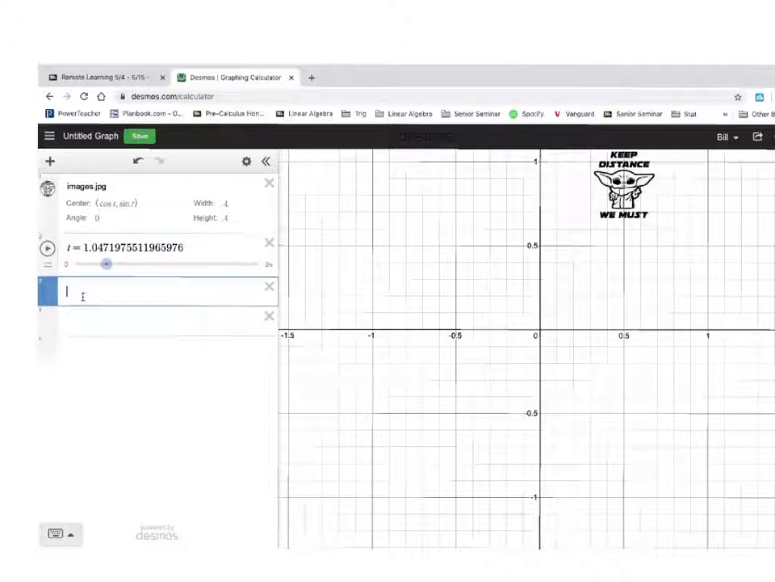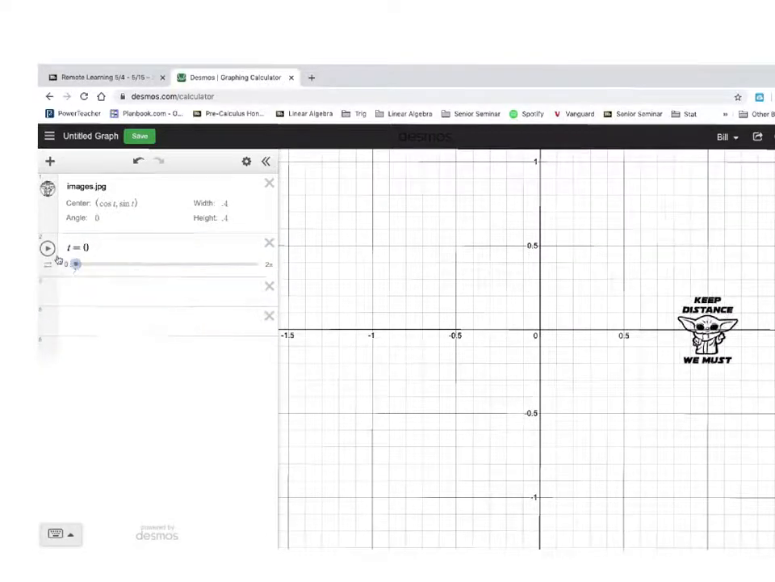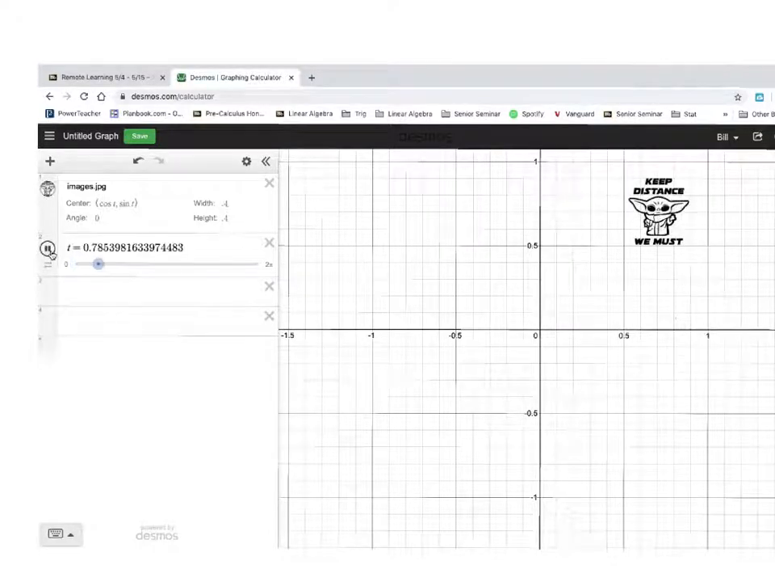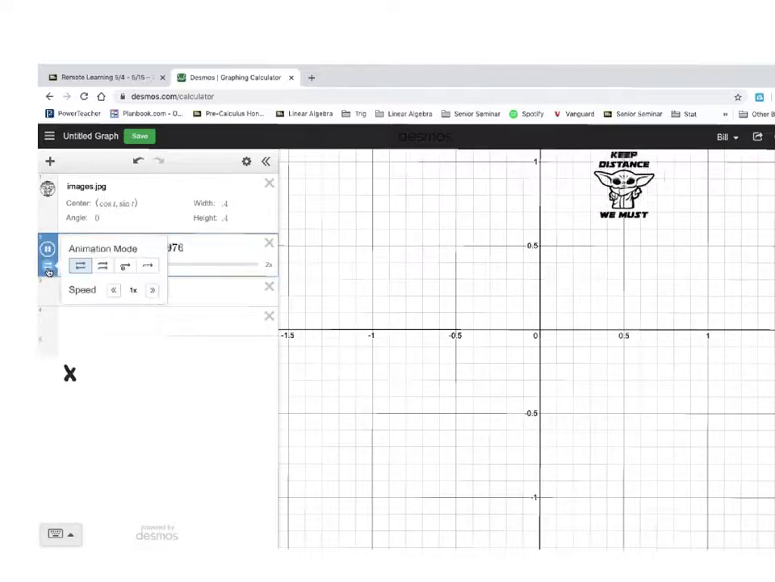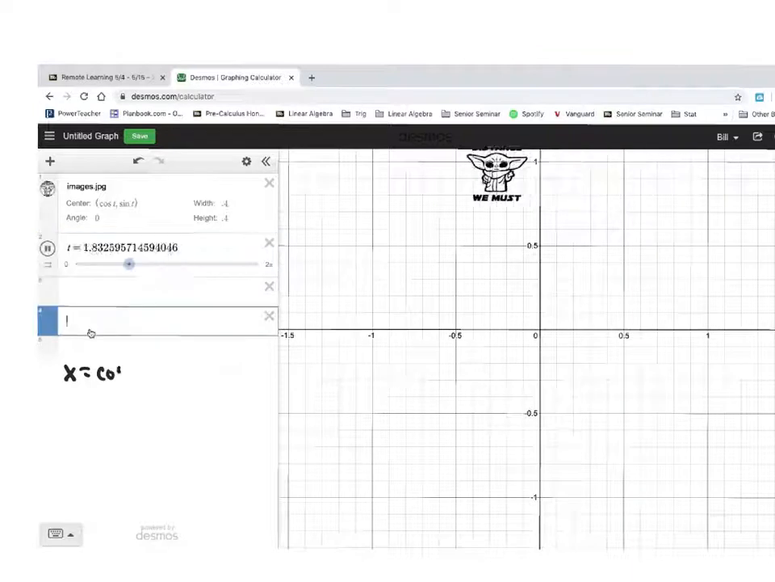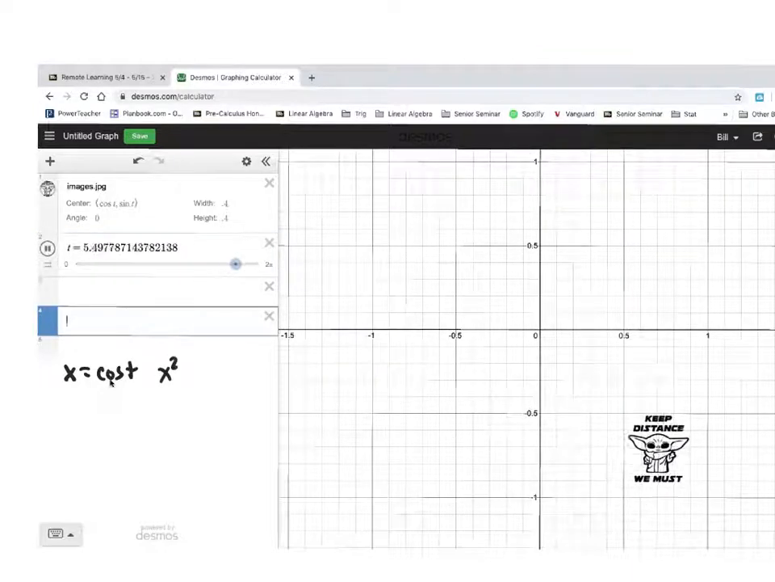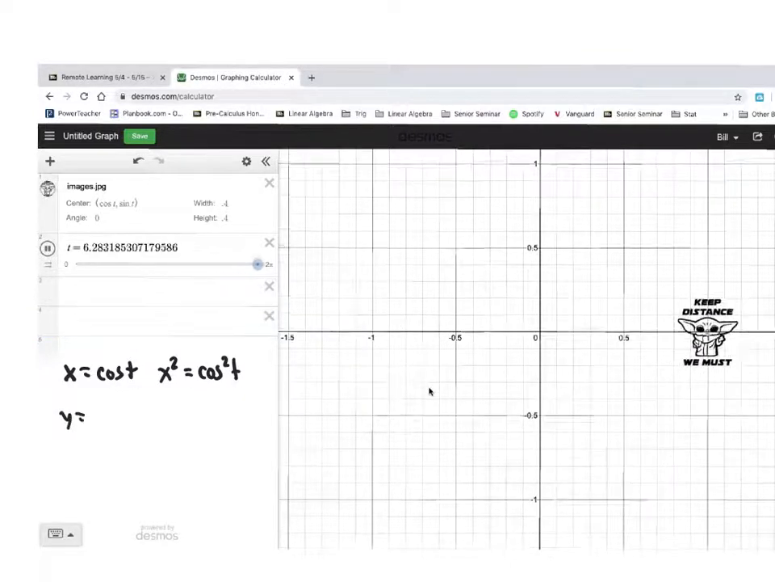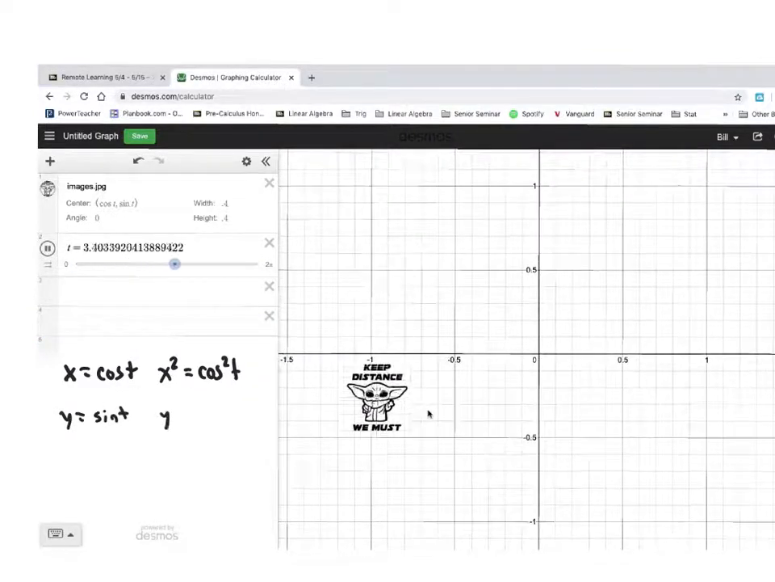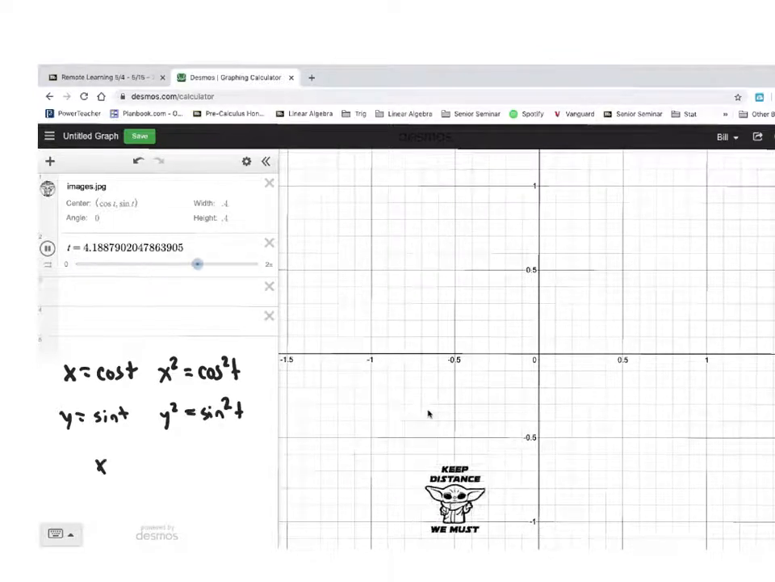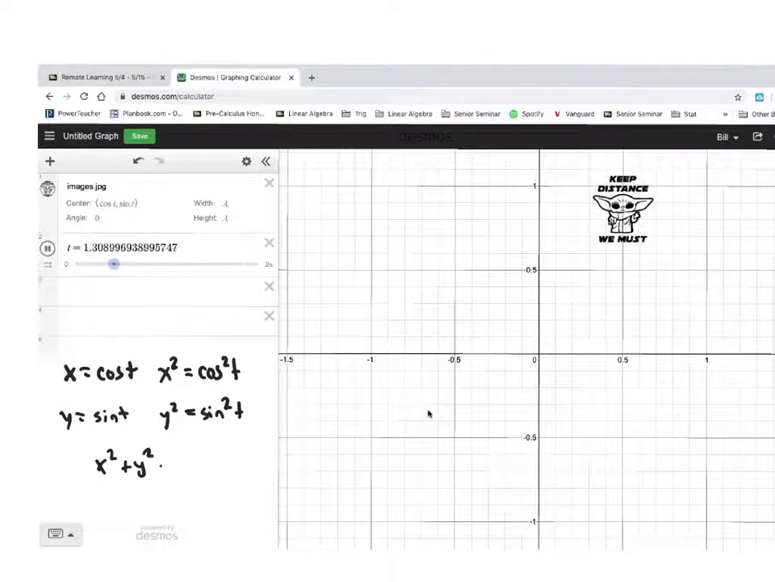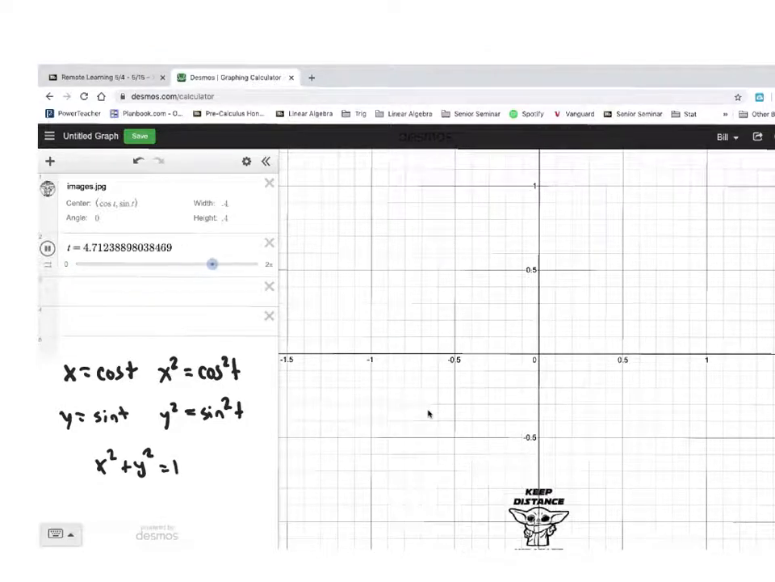As I animate this, you'll see baby Yoda trace out the path of the unit circle from 0 to 2 pi. And this should make sense from what we're learning about parametric equations, because if x is equal to cosine t, then x squared is equal to cosine squared. And if y is equal to sine of t, then y squared is equal to sine squared. And of course, if you put x squared and y squared together, you're going to get 1. You're going to trace out the path of the unit circle.